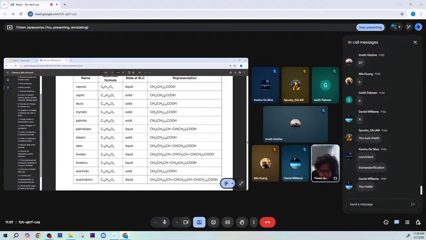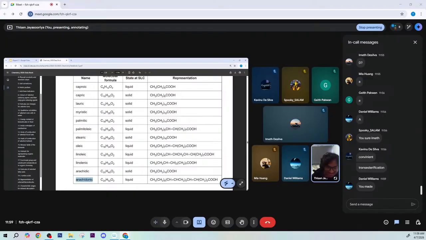You mad? No, I'm not mad. I just find it funny that they mixed up linoleic and linolenic. That wasn't my exam, by the way. I'm not that old, guys. No, I didn't graduate in 2023.